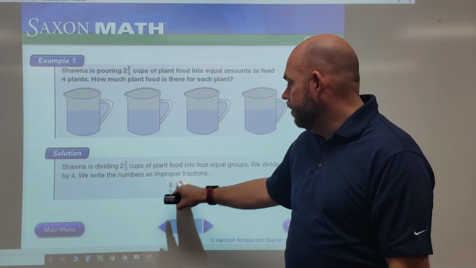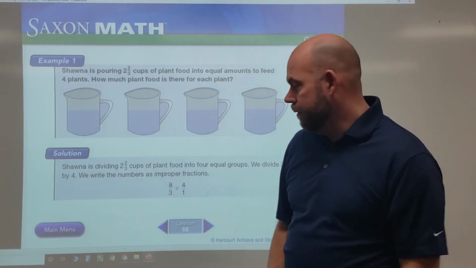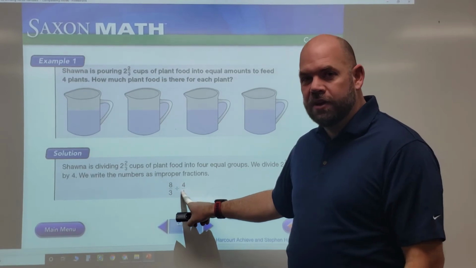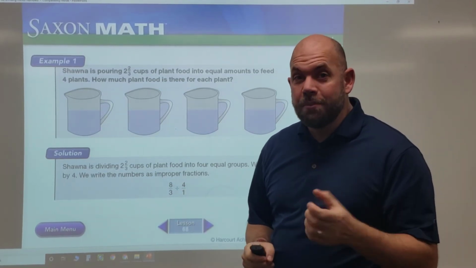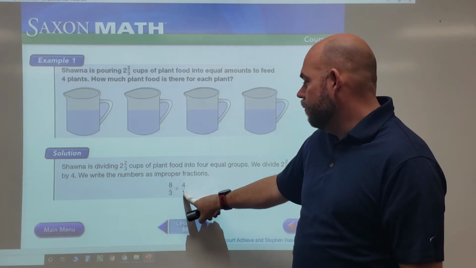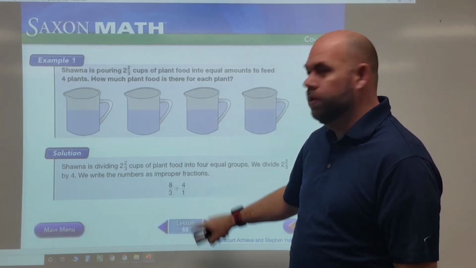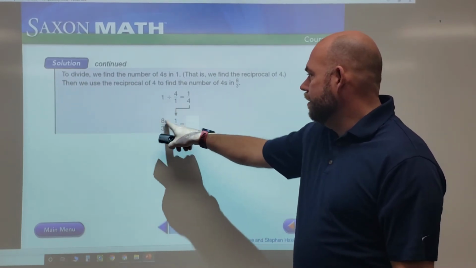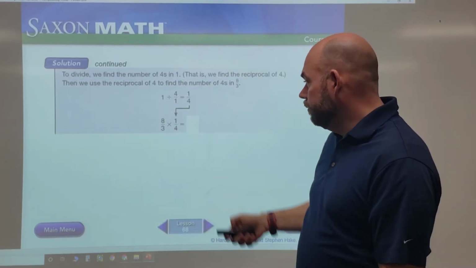So now we have both improper fractions. We've rewritten it. Now we have to solve that. Now remember, anytime we divide by a fraction, that's the same as multiplying by its reciprocal. I love reciprocals. So instead of divide by 4 over 1, we're just going to multiply by 1 over 4. That's pretty easy. 8/3 times 1/4, 8 times 1 is 8, 3 times 4 is 12.